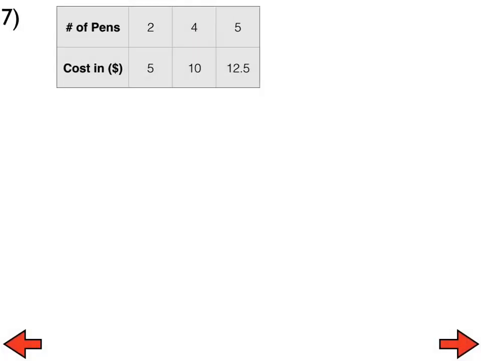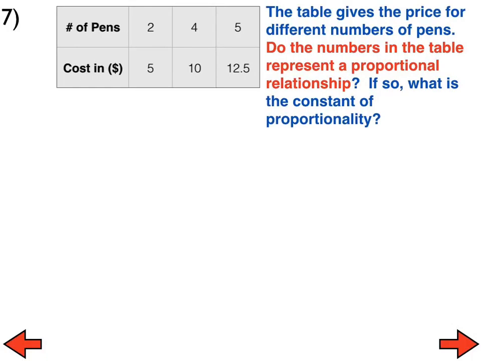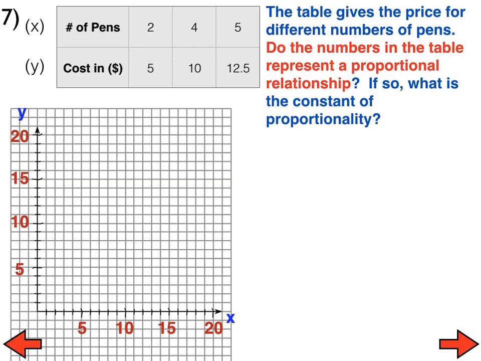Okay, look at number 7. Go ahead and do what we've been doing. Plot those points, graph it, see if it's proportional, and then tell me what K equals. This is comparing the price of numbers of pens. Here's my empty graph. I'm going to plot my ordered pairs, which is 2, 5, 4, 10, and 5, 12 and a half. 12 and a half is between 12 and 13, so that would be the space between those lines. Notice my dot is in the space between the lines, and then draw your super straight line, and it should go through the origin.